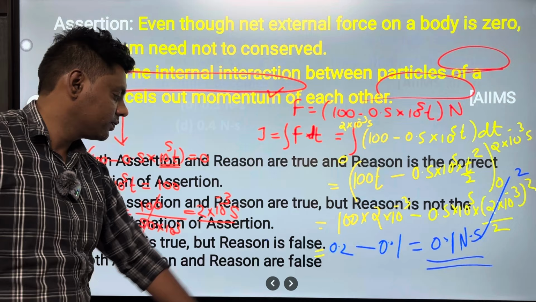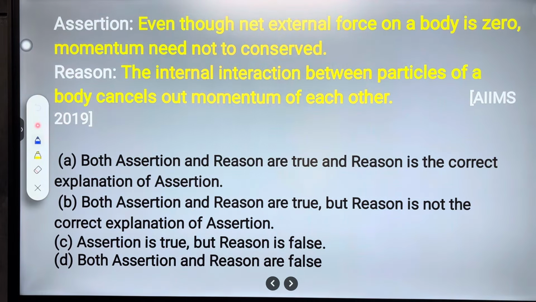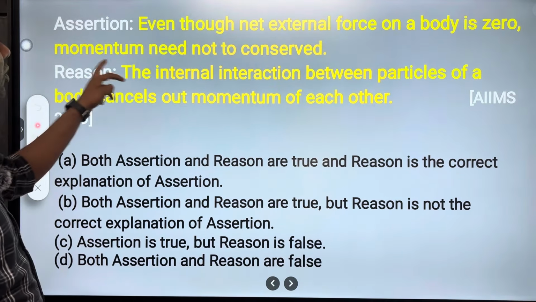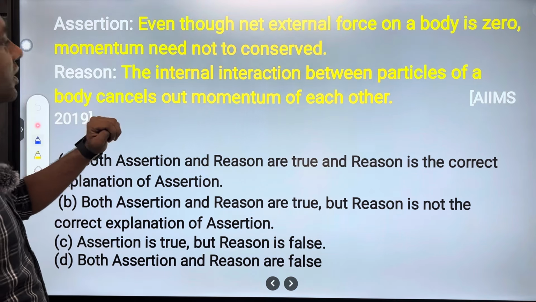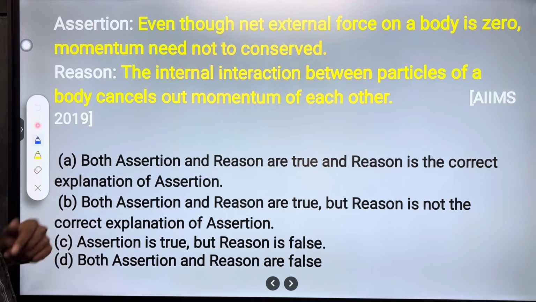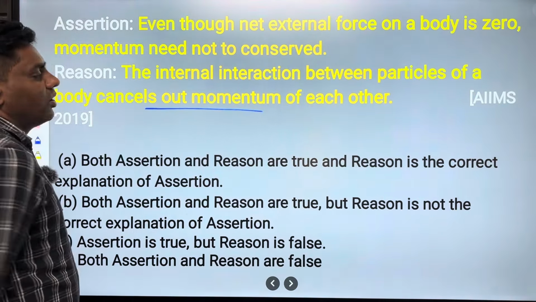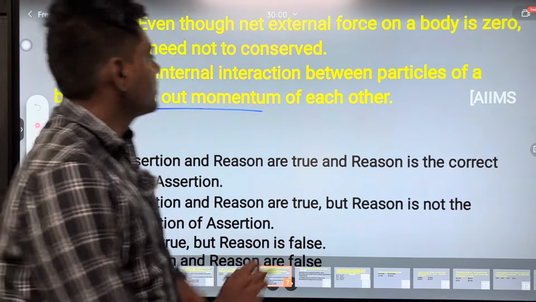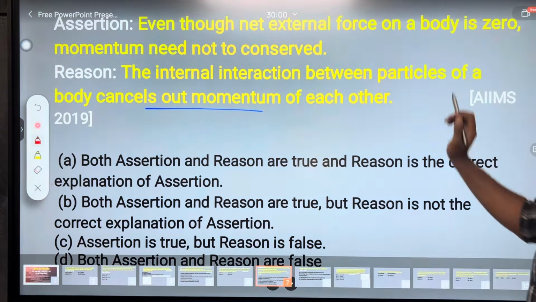Next, again a similar question, AIIMS 2019. They ask, what is the assertion? Even though the net external force on the body is 0, the momentum need not be 0. Next, the reason is given: the internal interaction between the particles of the body cancel out the momentum of each other. So we go for the first statement. What is the first statement? External force on the body is 0.